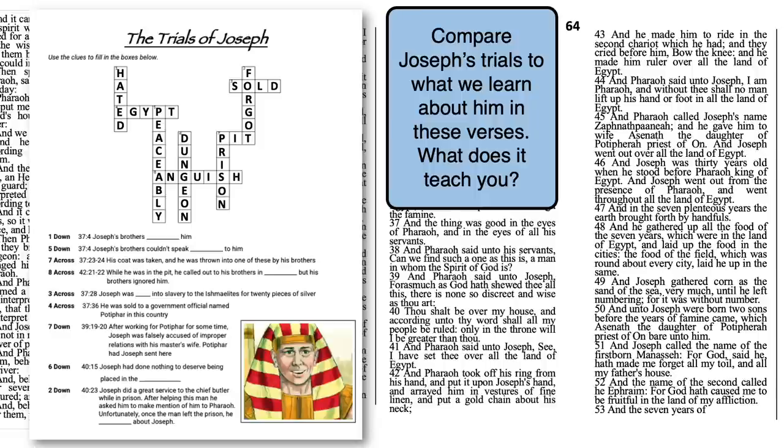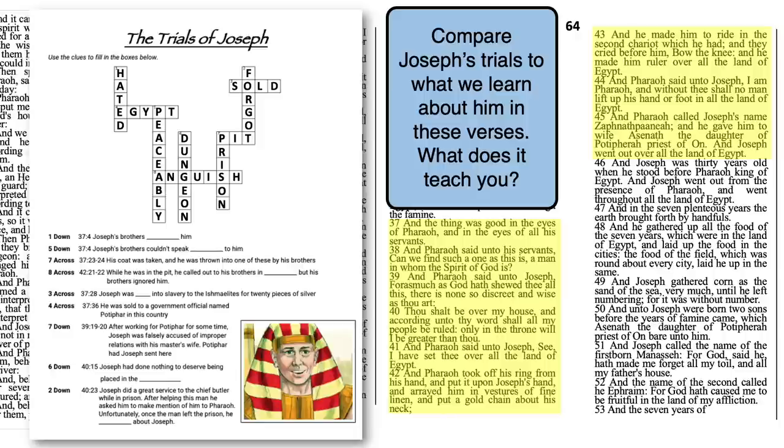They come immediately after Joseph interprets Pharaoh's dream and offers his solution for the 14 coming years of feast then famine. What does Joseph's life teach us? Genesis 41, verses 37 to 45. And the thing was good in the eyes of Pharaoh and in the eyes of all his servants. And Pharaoh said unto his servants, Can we find such a one as this is, a man in whom the Spirit of God is? And Pharaoh said unto Joseph, For as much as God hath showed thee all this, there is none so discreet and wise as thou art.